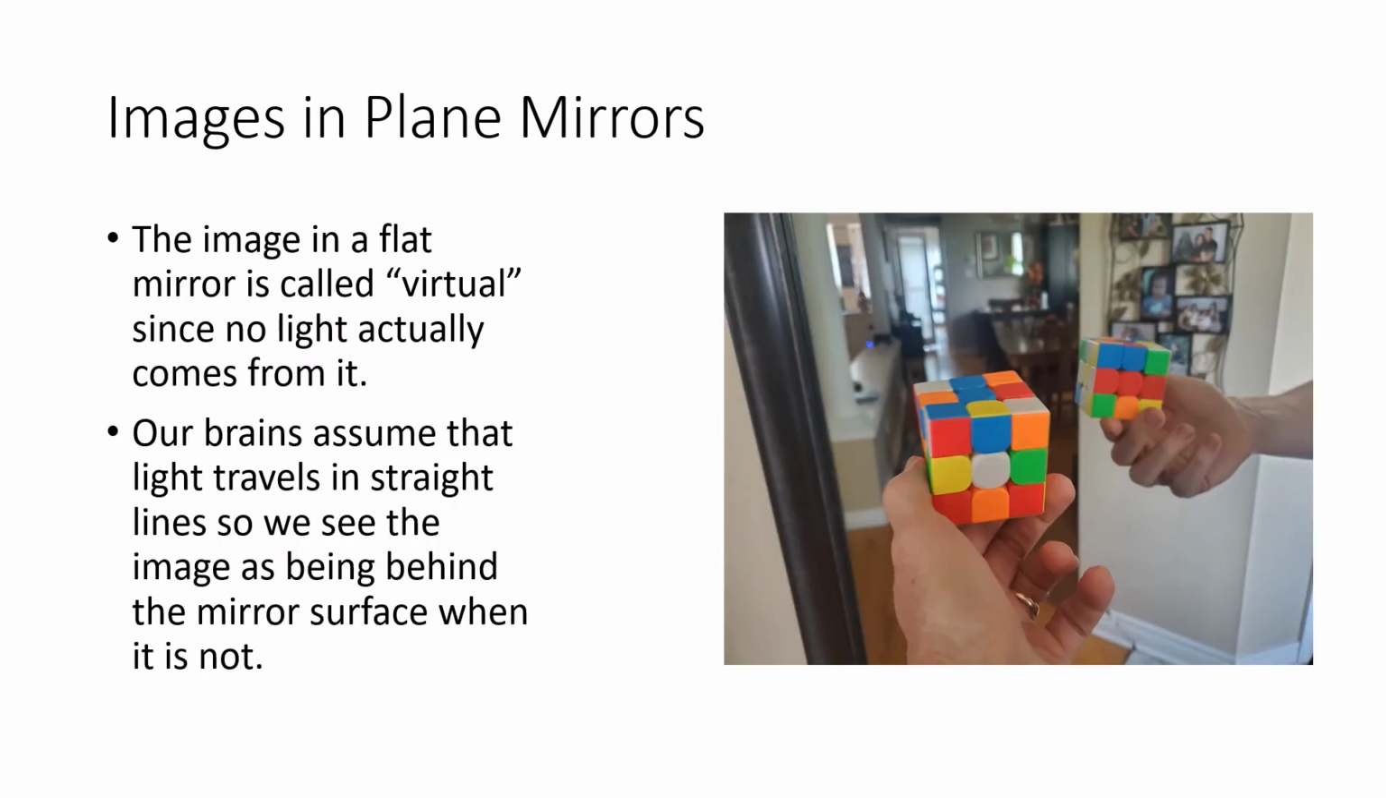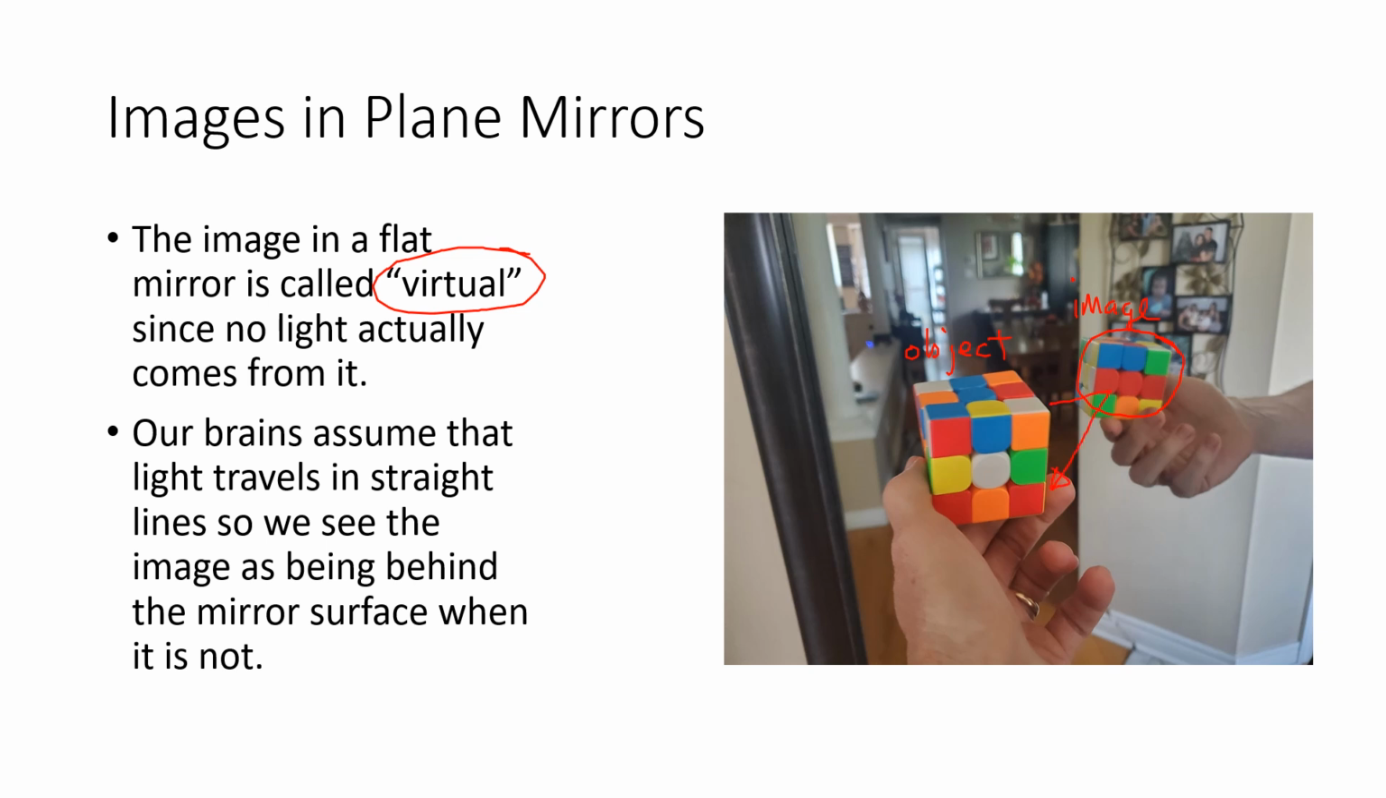The type of image that's produced by a plane mirror is called virtual. And that means that there's no actual light coming from the place where the image is perceived to be. Of course, we know this, but our brains are kind of tricked by the mirror because our brains perceive objects based on the principle that light travels in straight lines and not that light is bouncing off.